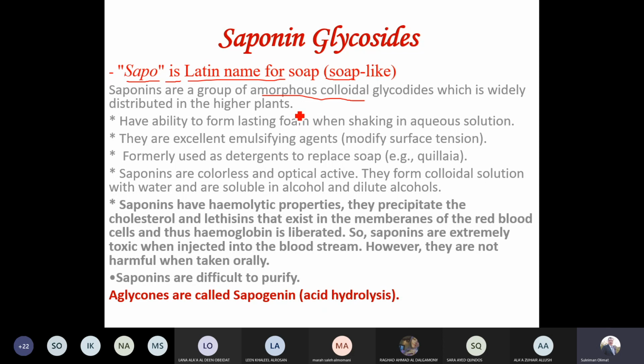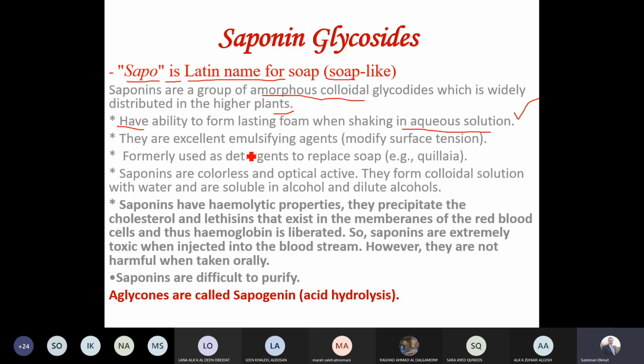They are found in higher plants. Again, these are secondary metabolites. They also have the ability to form lasting foam when shaking an aqueous solution. Most of the time we do this as a test for the presence or absence of saponin. We take a small amount of plant, put it in a test tube, add water, then shake it. If a ring of foam is formed in the test tube, this is a positive indication that we have saponin.